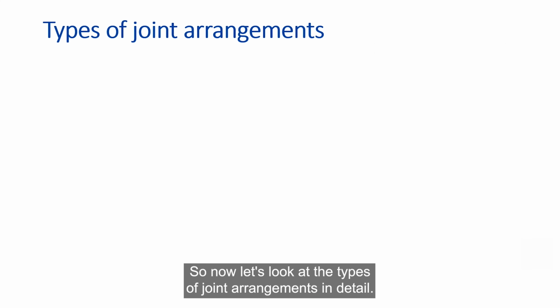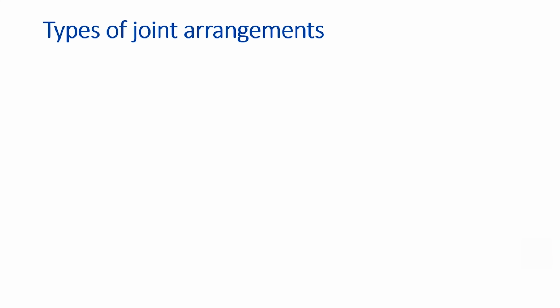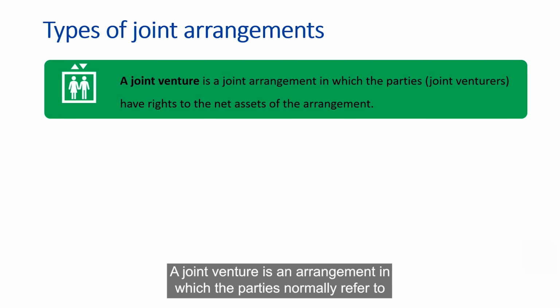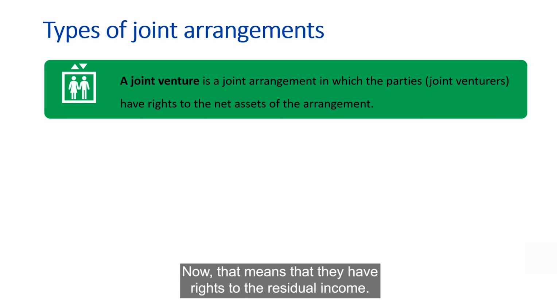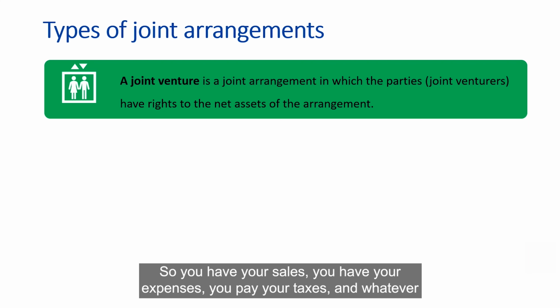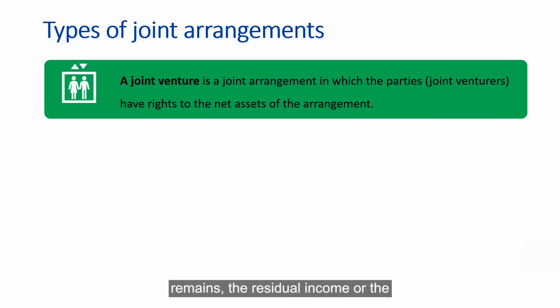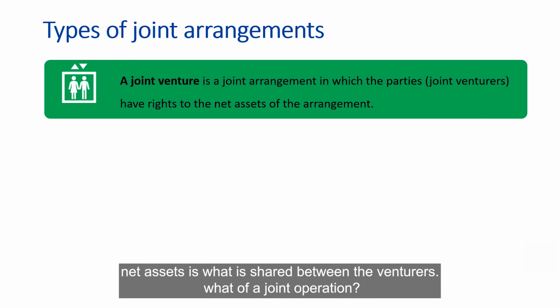So now let's look at the types of joint arrangements in detail. And I will start with the most common one, that is a joint venture. A joint venture is an arrangement in which the parties, normally referred to as the joint venturers, have rights to the net assets of the arrangement. Now that means that they have rights to the residual income. So you have your sales, you have your expenses, you pay your taxes, and whatever remains, the residual income or the net assets, is what is shared between the venturers.